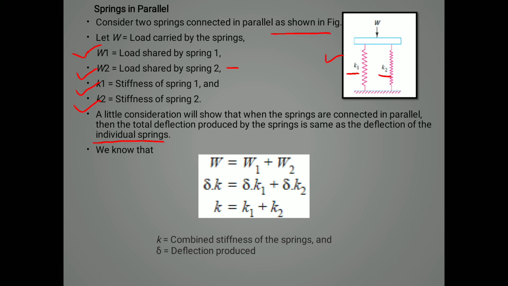So W is equal to W1 plus W2, the load shared by the two different springs. So also, K delta is equal to K1 delta plus K2 delta. So here you can see how the final equation will become.